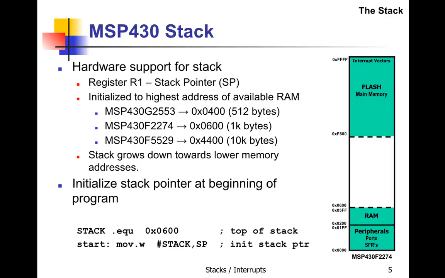So you initialize the stack pointer at the beginning of the program. Here's a little bit of an assembly program to do that. They make a label, stack, and they equate that to 0x600 hex. Then they have a label at the beginning of their program. The first thing they do is move that 600 into the stack pointer, which is register 1. And you can see over here on the right the memory map of the MSP430F2274.